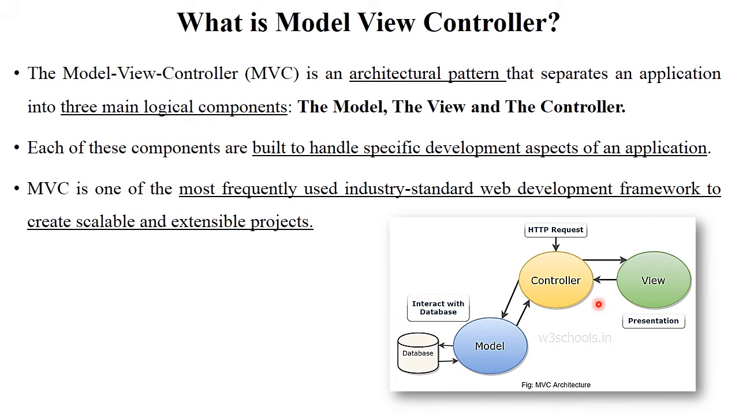See in this diagram, the model is connected to the controller and the controller is connected to the view, again in reverse format. So model means simply a database, and controller means there is communication between the model and the view. How exactly these components work, we will learn next.